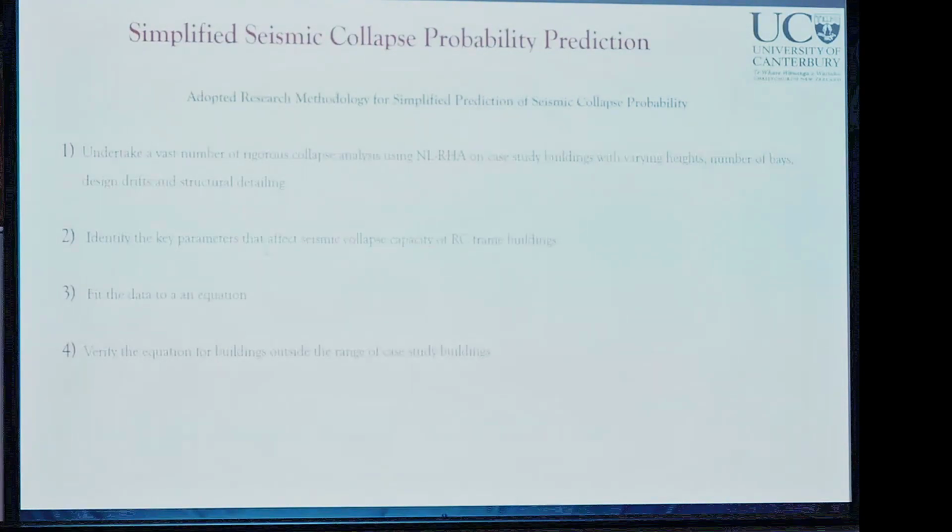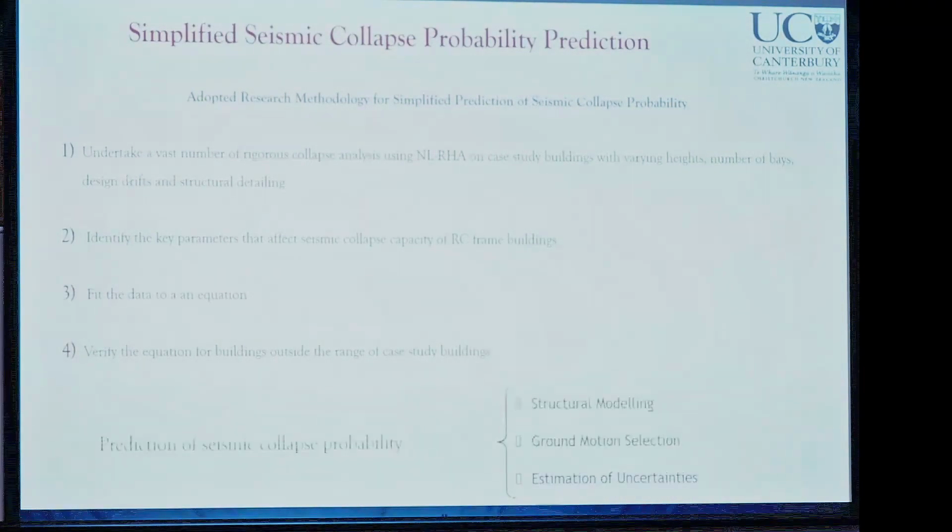The first step, we have decided to undertake a vast number of rigorous collapse analyses using nonlinear response history analysis method on a vast number of cases, to buildings with varying heights, number of bays, design drifts, and structure detailing. Using that, we can identify the key parameters that affect seismic collapse capacity of RC frame buildings. Knowing those parameters, we can simply fit the data to an equation, and once the equation is developed, we can verify the equation for buildings which are outside the range of our case study buildings, which we actually use to develop that equation. I'm just going to go through all these steps of our research methodology one by one, starting from the first one.